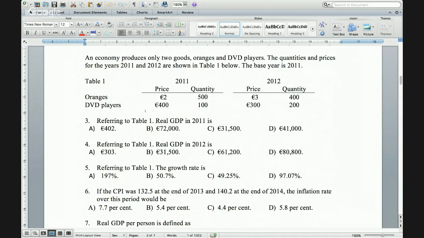So for 2011, we have 2 multiplied by your 500, which will give us 1,000 euro. And we have 100 multiplied by 400 euro, which will give us 40,000 euro. So the answer we're looking for is a total of 41,000, your 1,000 plus your 40,000. And we see your answer here is option D, 41,000.